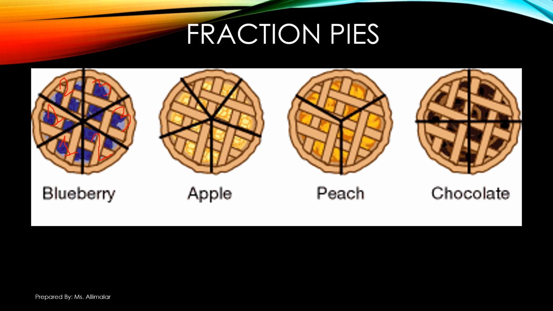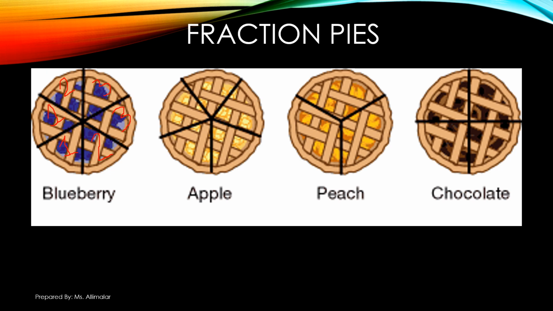Now look at apple. How many parts of apple are there? 1, 2, 3, 4, 5. 5 parts of apple pies, and we have 5 children here. So each person will get 1. Peach, 3 parts, 3 children. If you have only 3 children, there are 3 parts of pizza, so each person will get 1. Chocolate, 4 parts. If there are 4 children, each person will get 1.